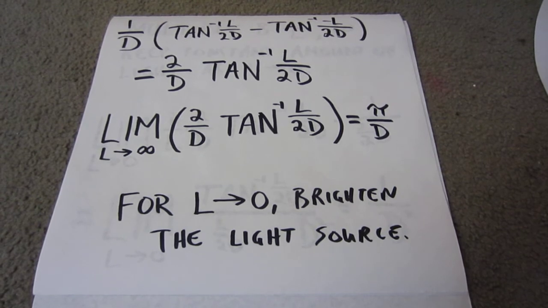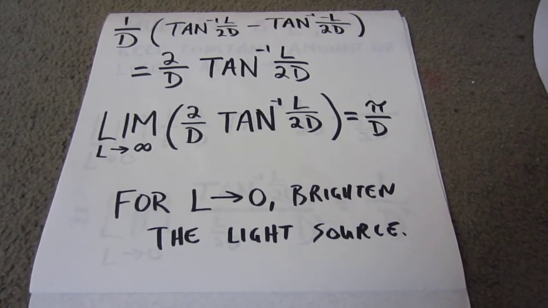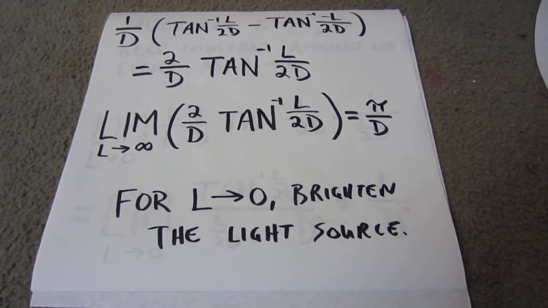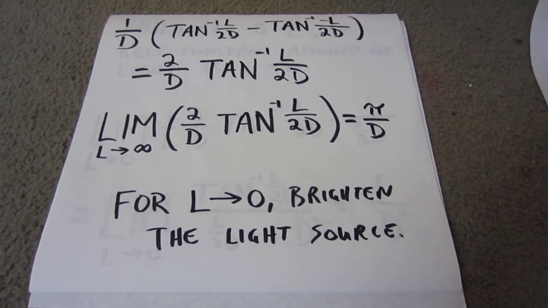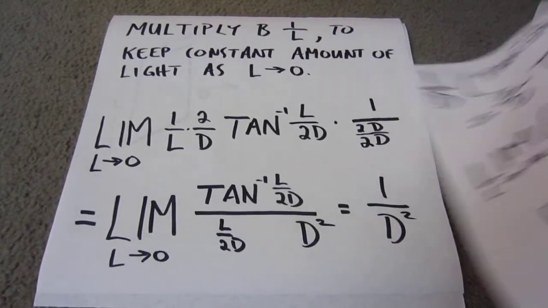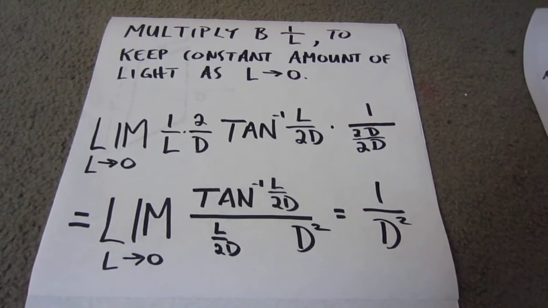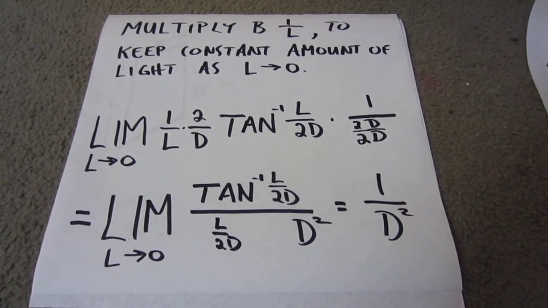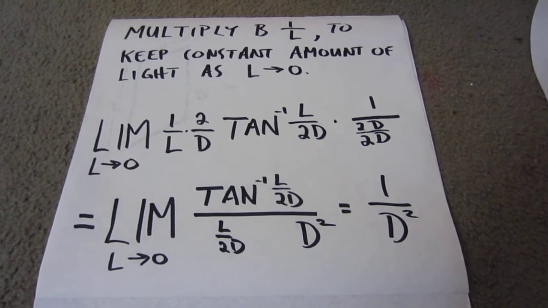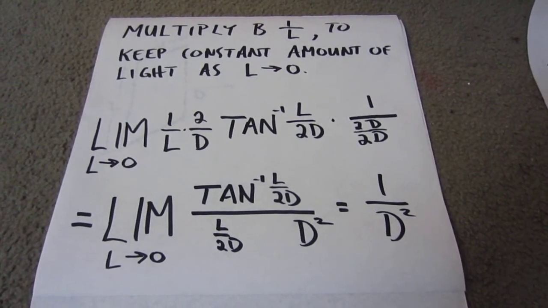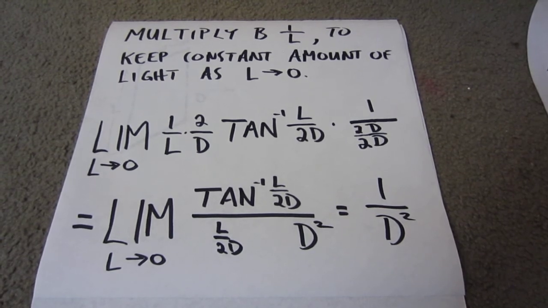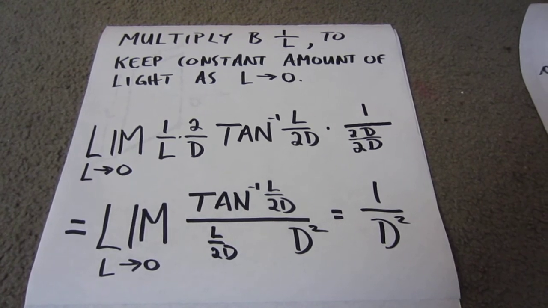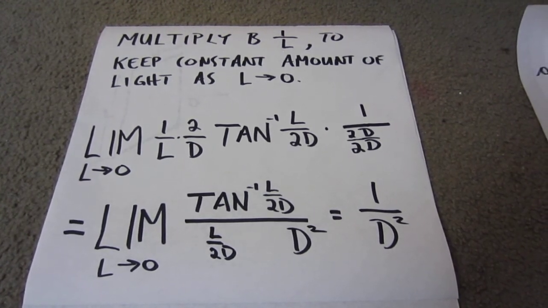Now, for the limit as the source gets short, if you take the limit, you just wind up with a big fat 0, so you have to brighten the light source proportionally. You multiply by 1 over L to keep the total amount of light constant as the length of the source goes to 0. So you have the limit as L goes to 0 of 1 over L times the same expression as before, 2 over d arctangent L over 2d.